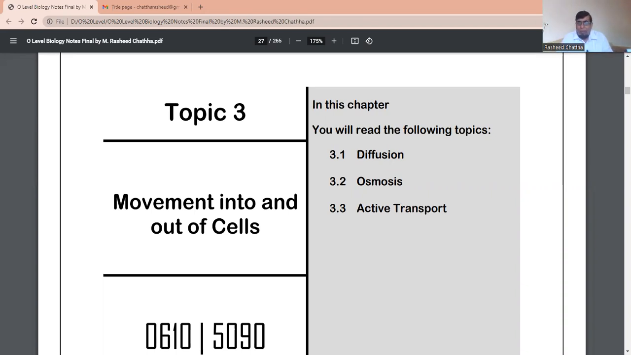So first of all, diffusion. Do you know what is diffusion? It is the movement of substances from the region of higher concentration towards the region of lower concentration, that is along the concentration gradient, until the concentration on both the sides becomes equal.